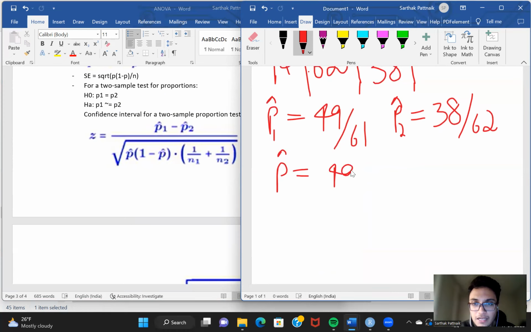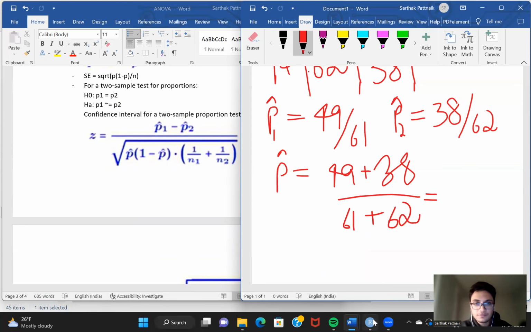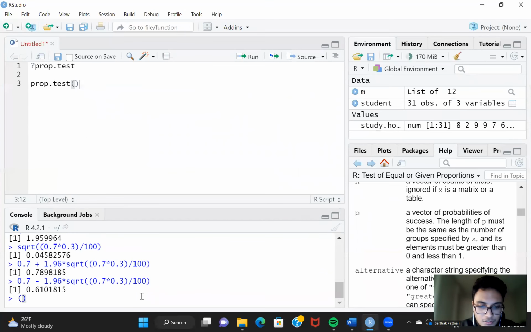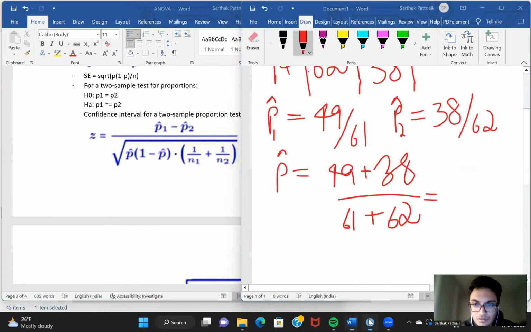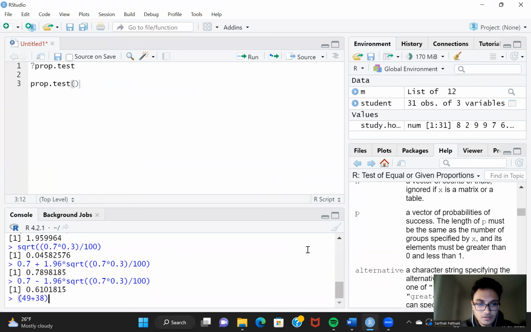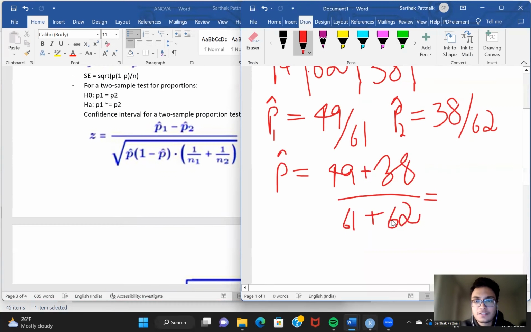So if we calculate P cap, I told you it's 49 plus 38 divided by 61 plus 62. Let's see how much this comes out to be. It's 0.707.